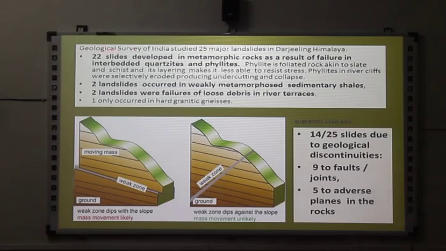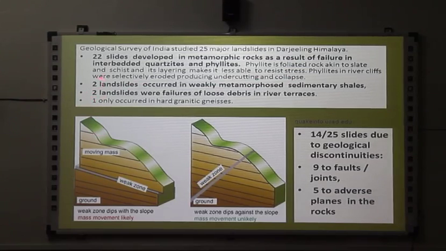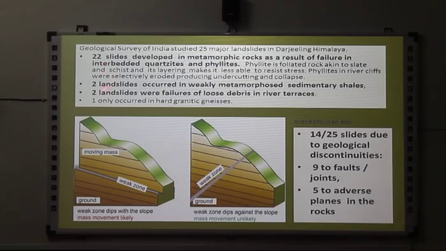This is again the effect of rock. This is a GSI study in Darjeeling. I picked it because it's not too far away. They found that of their 25 slides, 22 were located in a particular lithology, interbedded quartzites and phyllites. And phyllite is a very foliated rock, and its layering makes it less able to resist stress. It's much weaker, so in river cliffs, phyllites were the ones that were washed out. So of 25, we had 22 in that situation.